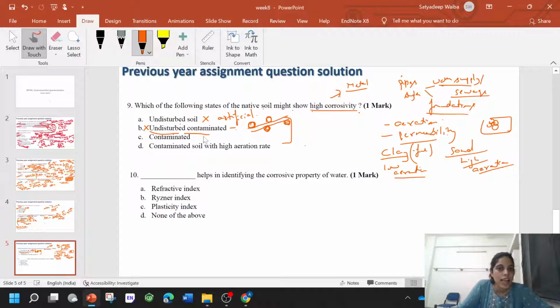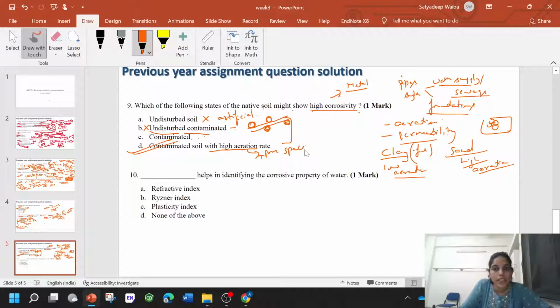Contaminated, yes, it has high corrosivity, but there are two cases: one is contaminated soil, another is contaminated with high aeration. Now the answer is that this has a high corrosion rate, because high aeration means more pore spaces.